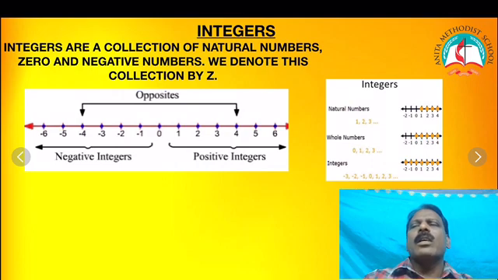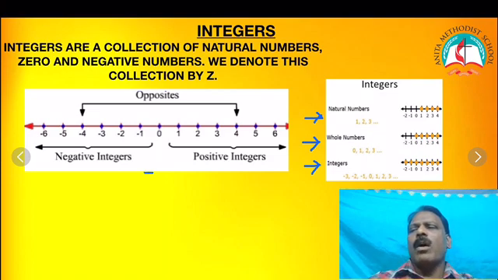Natural numbers start from 1, 2, 3 and so on. Whole numbers start from 0, 1, 2, 3 and so on. So integers are called negative numbers, 0 and positive numbers. Understood? Now see the number line.